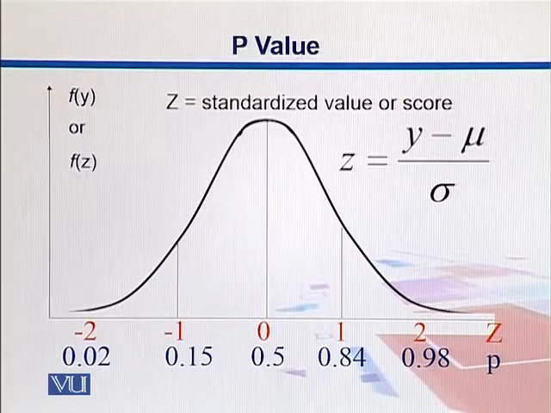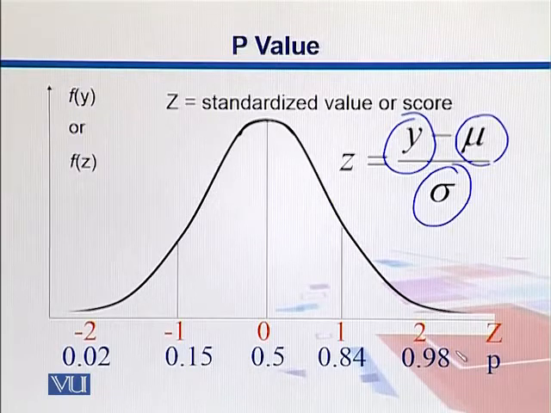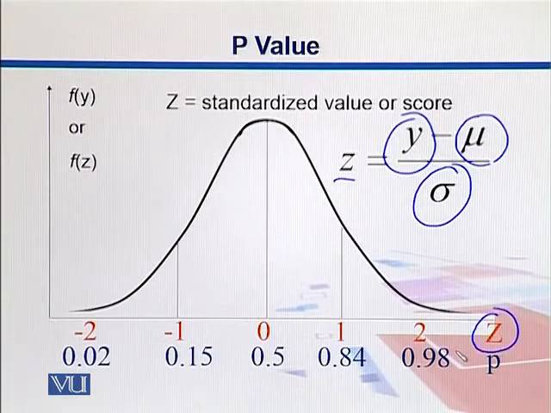This Z is a standardized value, or we can have a Z score related to this distribution, which is given by this formula. Z is equal to Y minus mu divided by sigma, where Y is any observation, mu is our grand mean, and sigma is our standard deviation. As far as the curve is concerned, it has a mean of 0 and standard deviation of 1. If we have a perfect distribution like this, we call it a Z distribution or Z score.